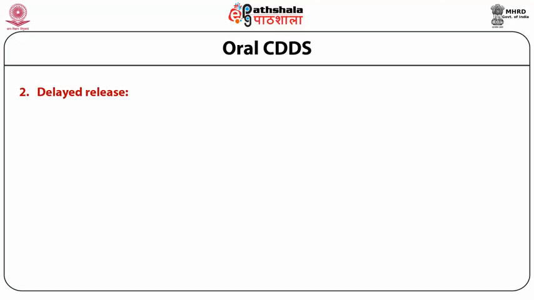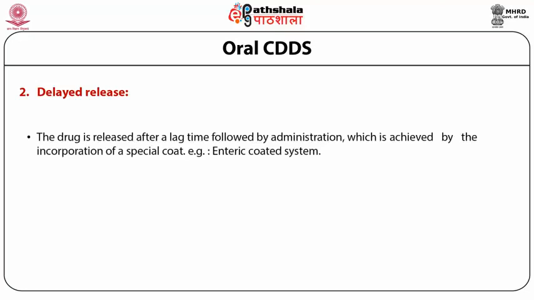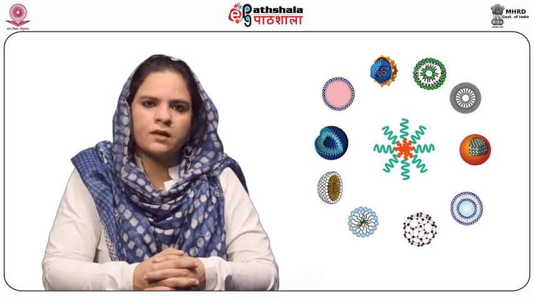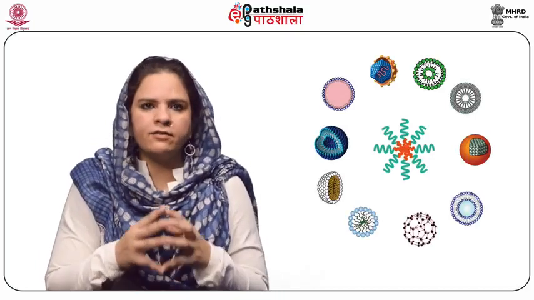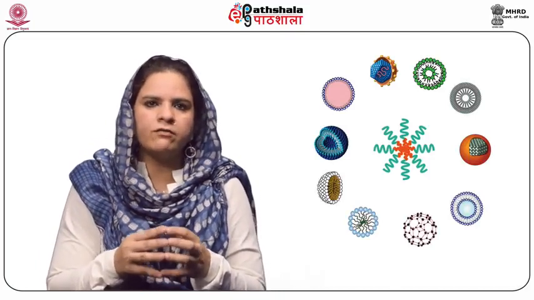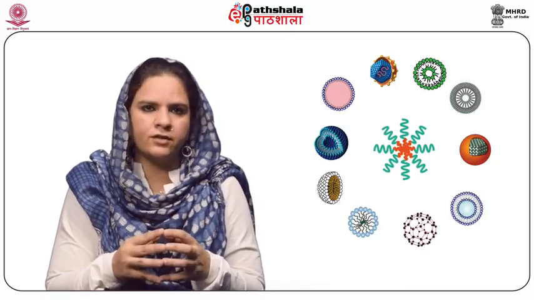In this case, the drug is released after a lag time following administration, which is achieved by the incorporation of a special coat. A typical example can be a formulation tablet which is enterically coated and referred to as an enteric coated controlled release drug delivery system. The oral controlled drug delivery systems usually have very conspicuous advantages.